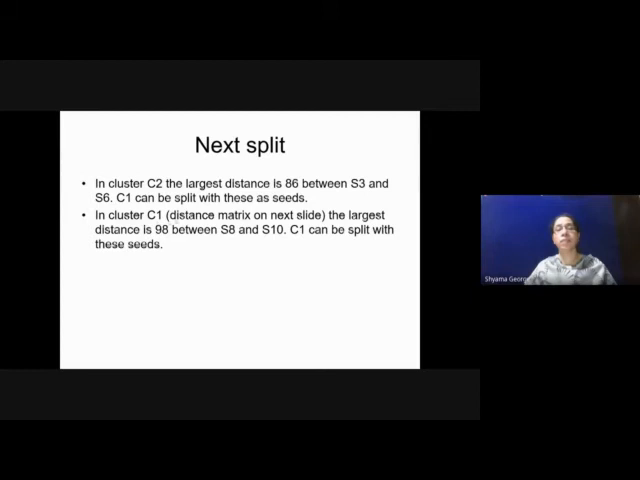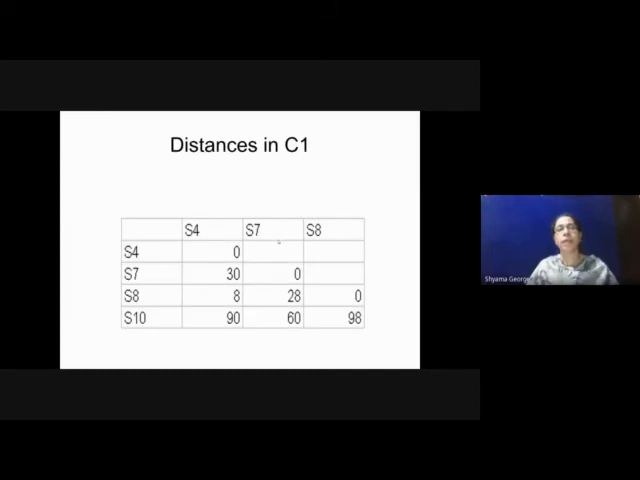Similarly, in the cluster C1, when you take the distance matrix, you can find that the largest distance is between S8 and S10. That is 98, the largest distance. You can take these two objects as the representatives and split the objects. We can continue like that until we get a single object in the cluster, or, if the problem specifies a threshold value for the distance, we can stop when the distance is less than the threshold value.